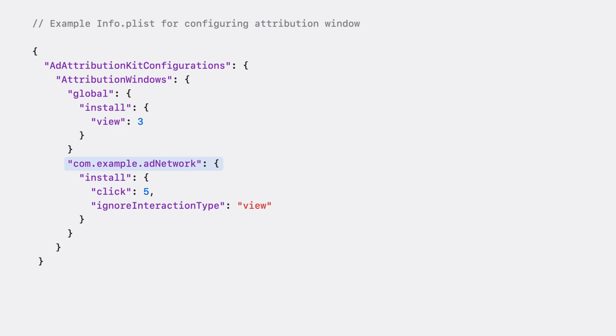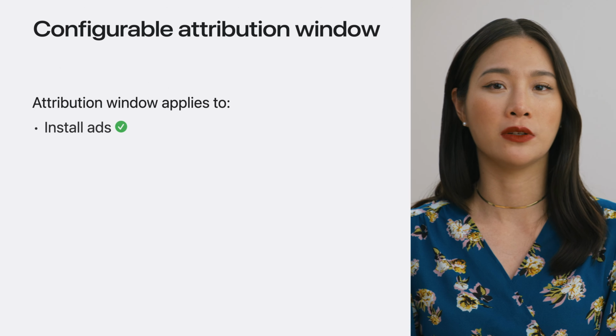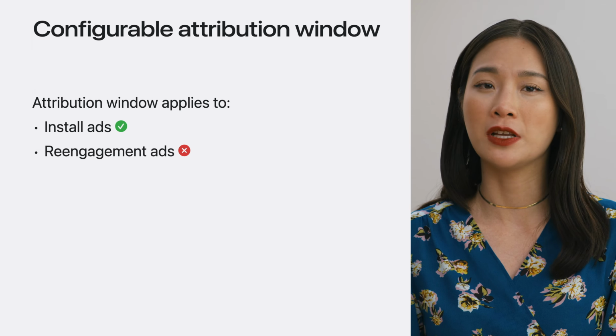If no ad network or global configuration is found, we will fall back to the default attribution window length we used today. In the example, the attribution window for click-through ads from ad network com.example.adNetwork will be 5 days, and view-through ads from that ad network will be ignored. For all other ad networks, the attribution window for view-through ads will be 3 days. Note that the concept of attribution window only applies to install ads, not re-engagement ads. This is because re-engagement ad interactions and conversions happen right after each other with no time gap in between.